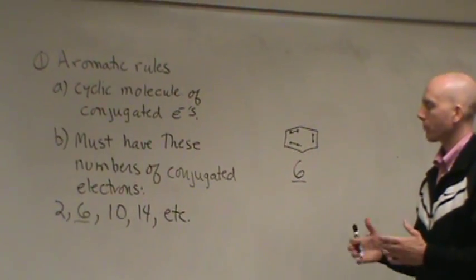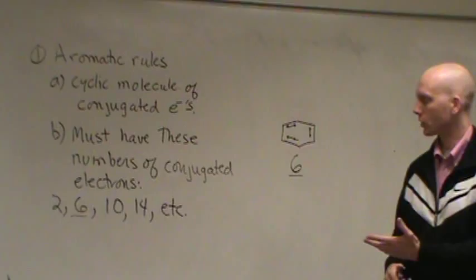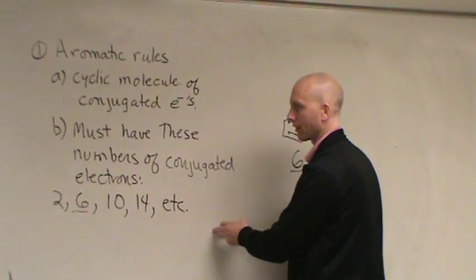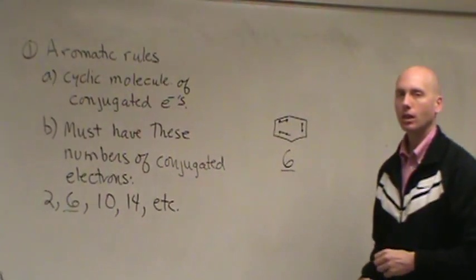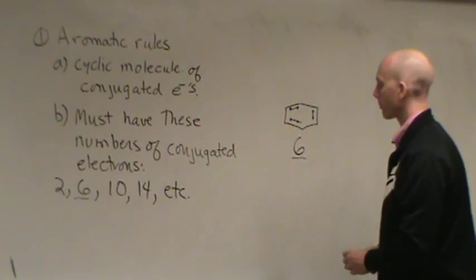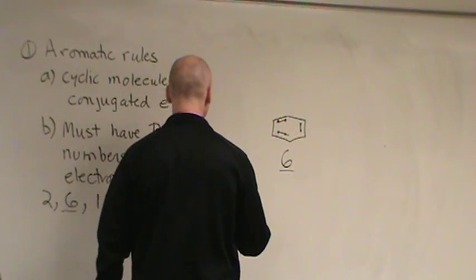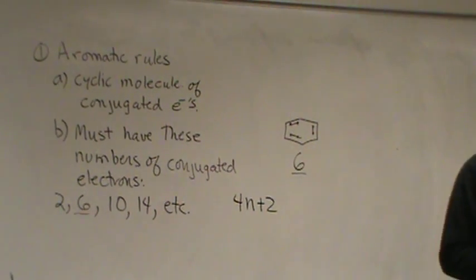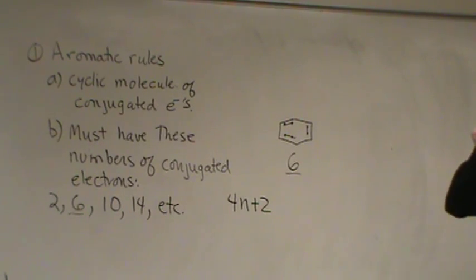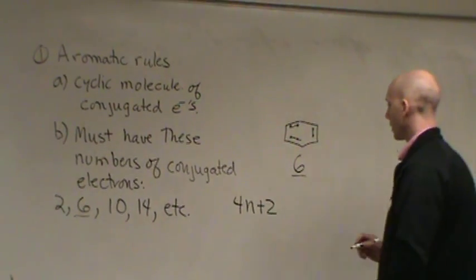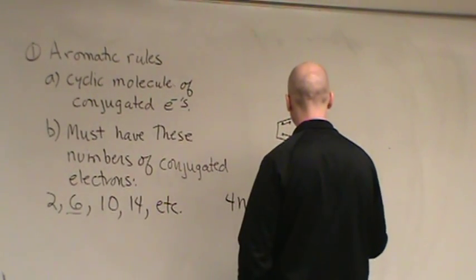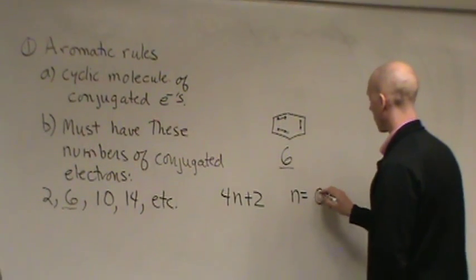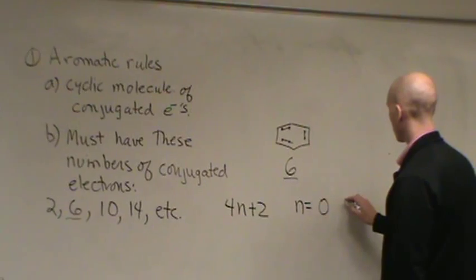Now, these magic numbers, you can just simply memorize them. You just keep adding 4, so the next one would be 18, and then 22, and so on. But there's also a formula to remember these numbers. And it's called the 4n plus 2 rule. Okay, so how does this 4n plus 2 rule work? Well, n is simply an integer that can start with 0 and then keep going up.